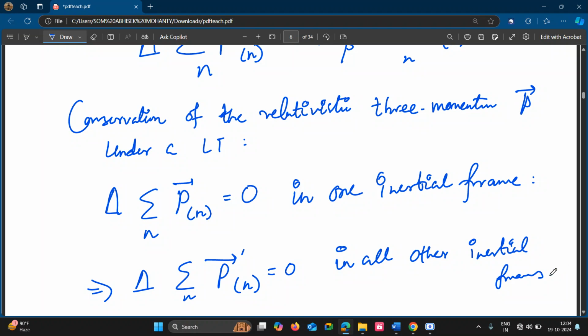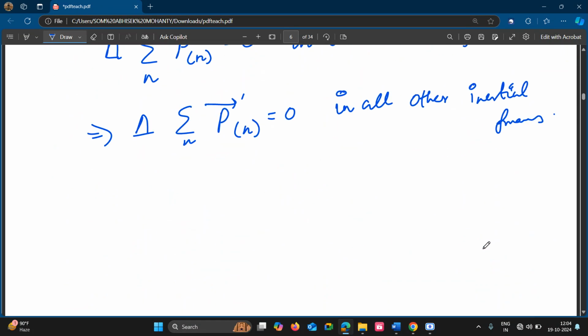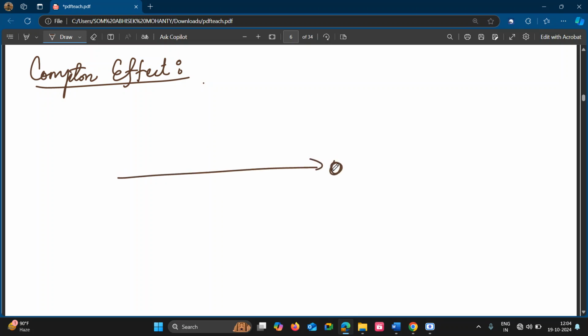Next, we will do an application of whatever we have studied, that is the Compton effect. How all of this will be useful in the Compton effect. We have derived the Compton effect in quantum mechanics, but here we will do it in our relativistic way. So let's write on the Compton effect. A particle comes in, hitting another particle, and these are the two directions.